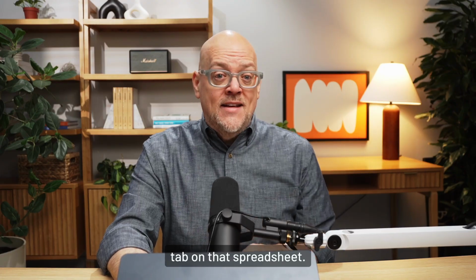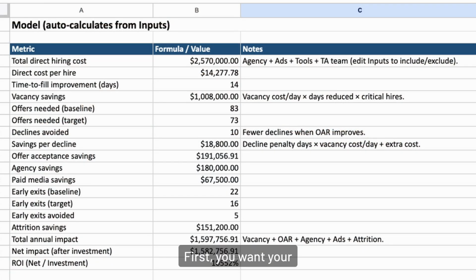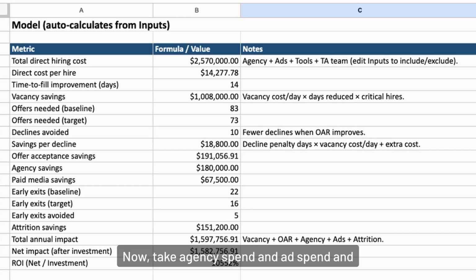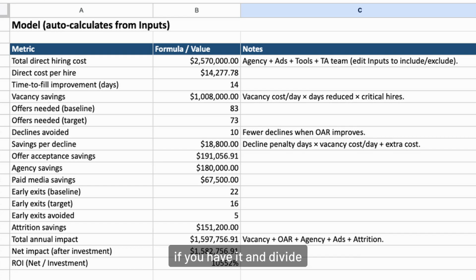Okay, let's create a second tab on that spreadsheet. We're going to call it Model. Now, here's the math. First, you want your baseline cost per hire. Simple. What does it cost to hire someone? Now take agency spend and ad spend and tools and recruiter costs if you have it and divide them all by the total number of hires. That is your current baseline of what it costs to bring a body and put it in a seat. Second, vacancy cost savings. This is your headline.